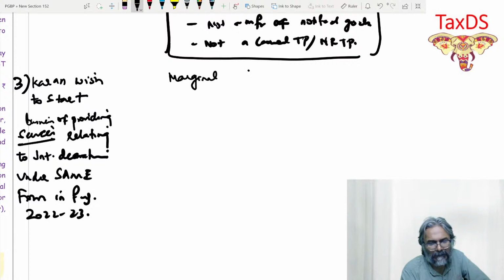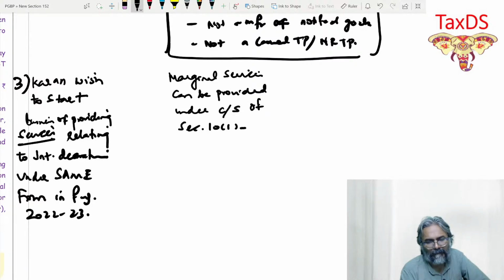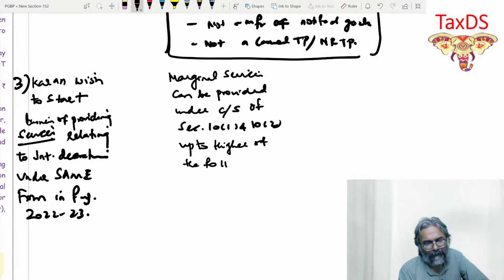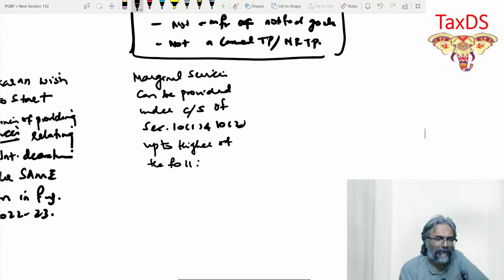Marginal services can be provided under composition scheme of section 10(1) and 10(2) up to value of, what, students? Up to higher of the following. You can just write like this: up to higher of the following. So this is the composition scheme of 10(1) and 10(2). Can you provide marginal service? Yes. Up to higher of the following.